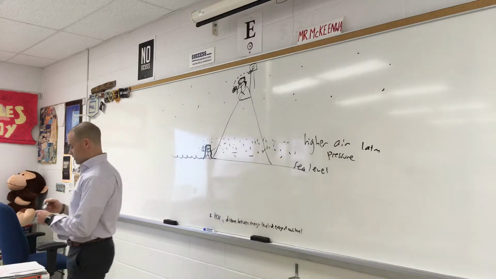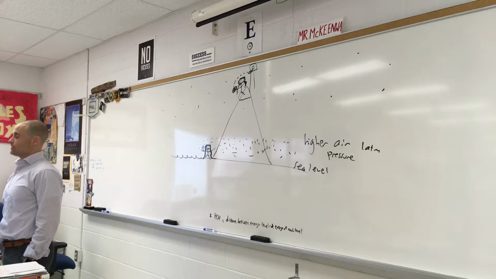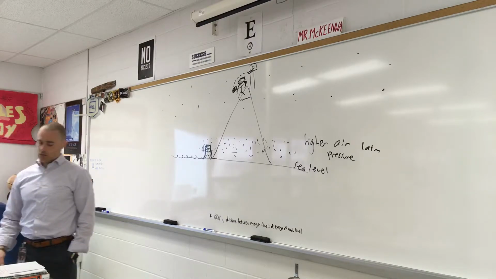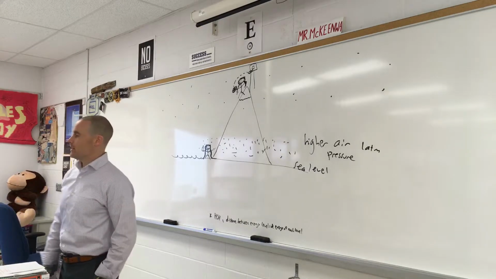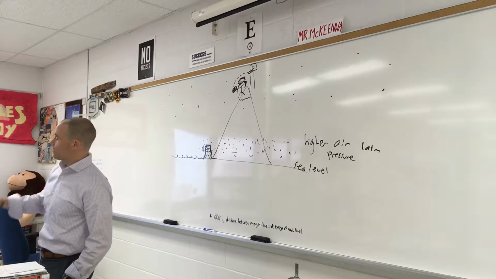Go to the front, look at Table A. Reference Table A, Standard Temperature and Pressure. Do you see where it says pressure and underneath it says 1 atm? 1 atmosphere, that's a pressure. What's another pressure on that chart?